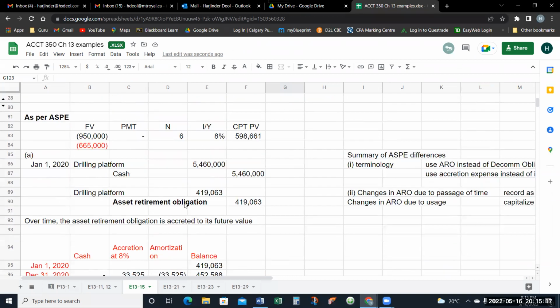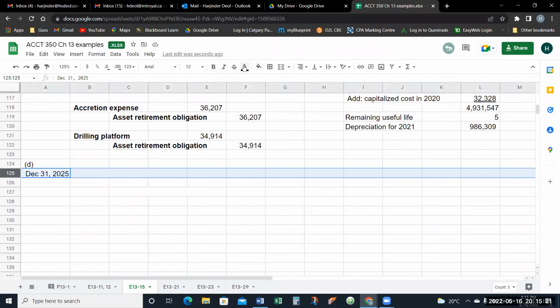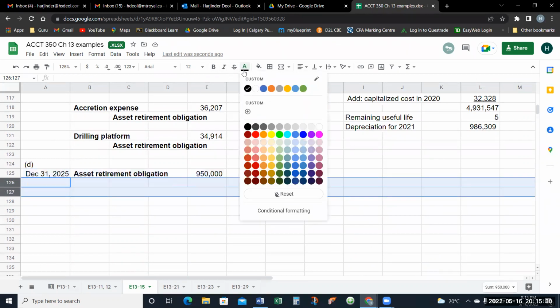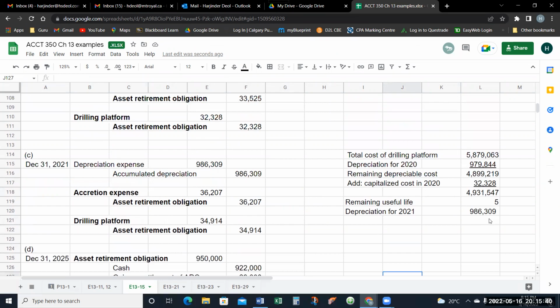So this journal entry would be the same as for IFRS. We will debit the asset retirement obligation for the carrying amount of $950,000. And since we only had to pay $922,000 to settle it, we will get a gain on settlement of asset retirement obligation. Now that concludes exercise 13-15.